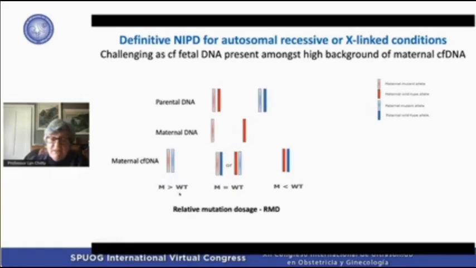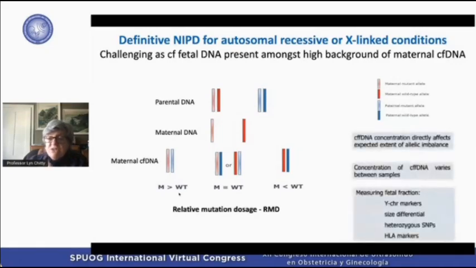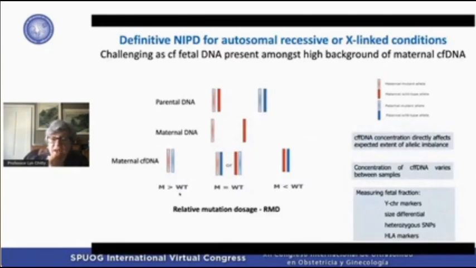And this is complicated. I'm not going to go into details with you because there's no time. But really we have to look for small changes in the ratio of the different alleles in mum's blood. We need to take account of the concentration of the fetal DNA, because the ratio will vary depending on the concentration of the amount of cell-free fetal DNA present.